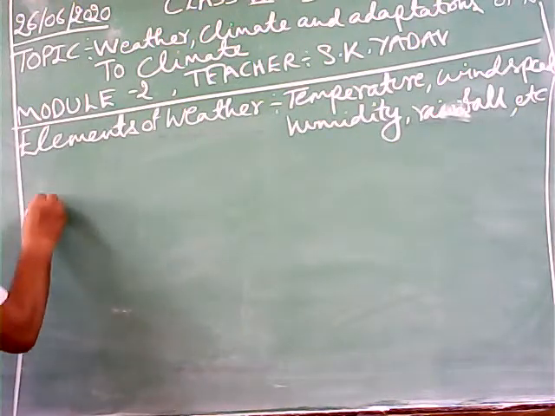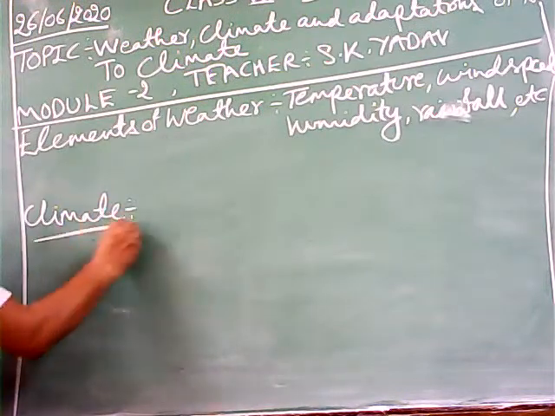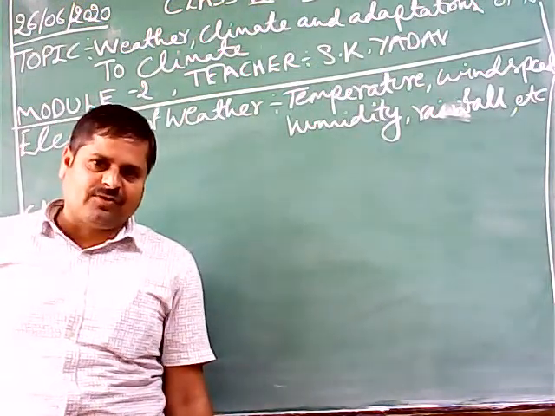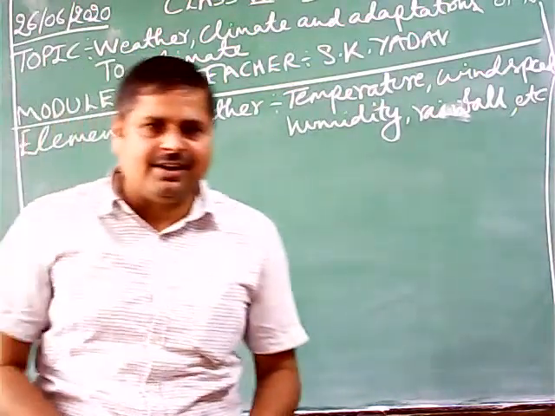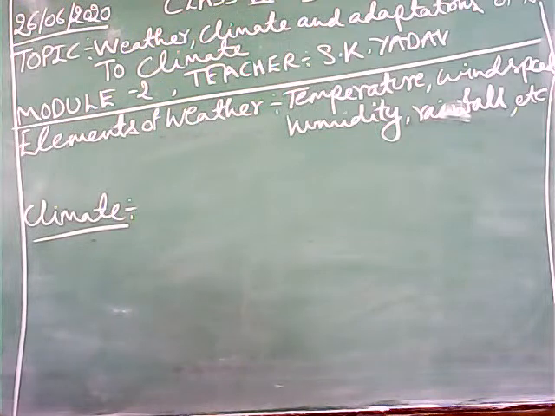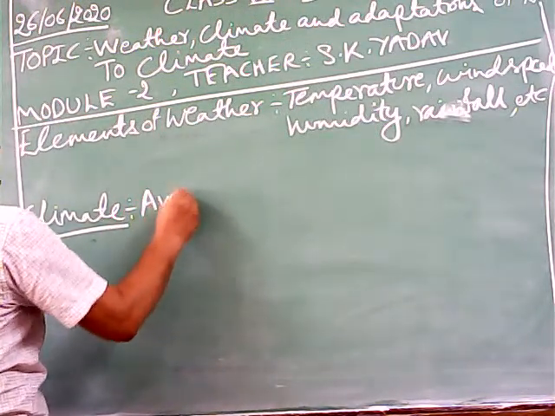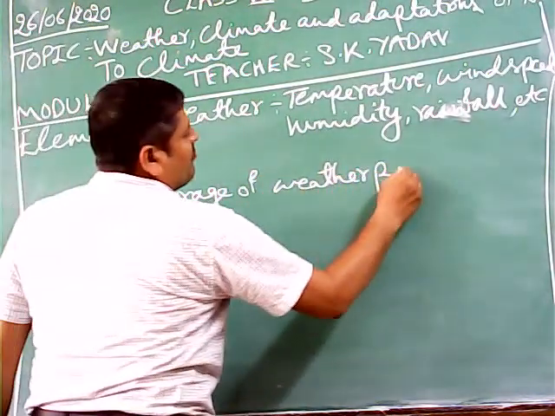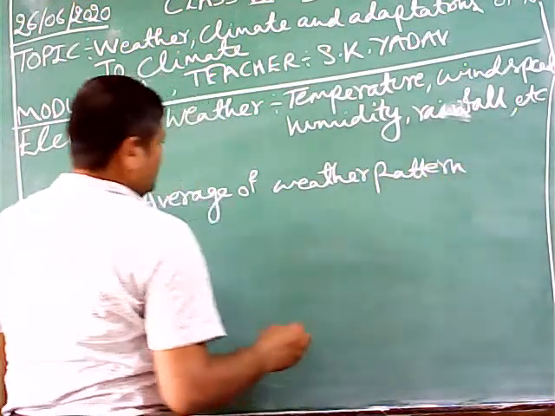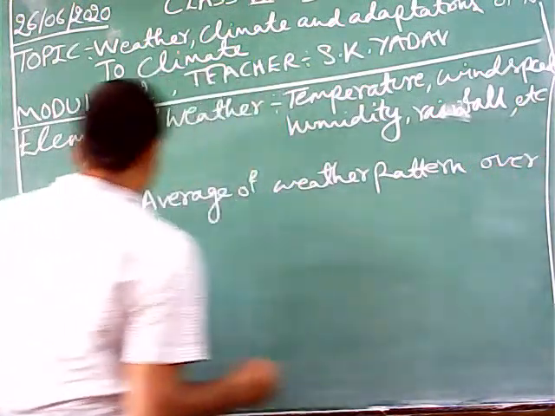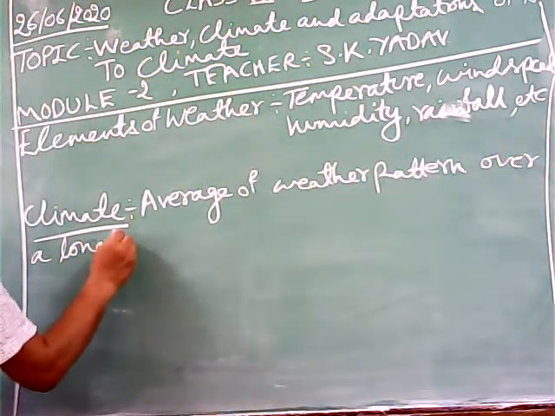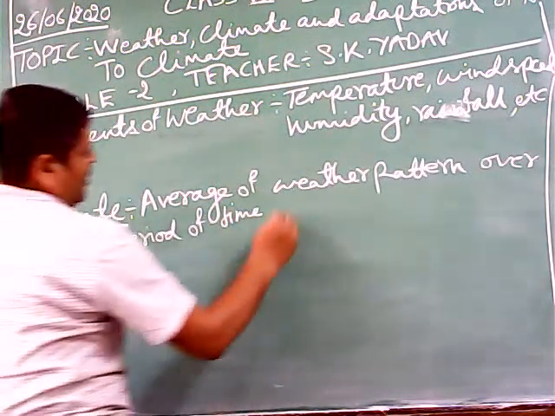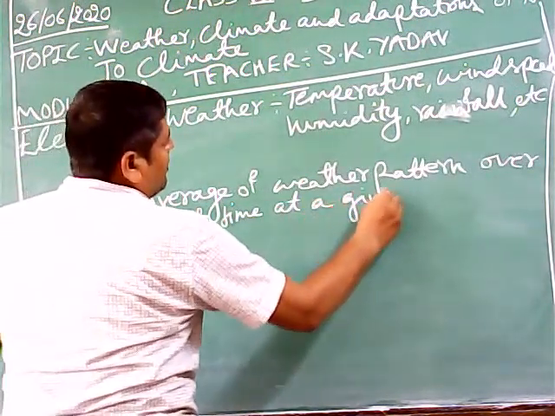Now, climate. Climate is the average of weather pattern over a long period of time at a given place, and it is a relatively permanent phenomenon.